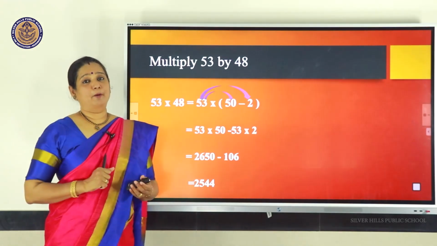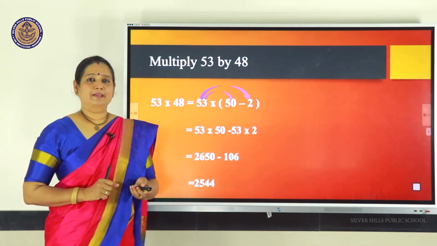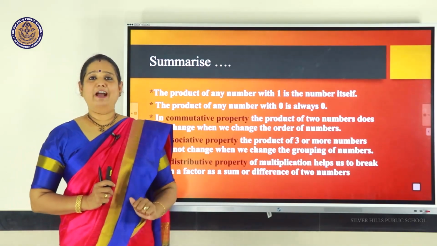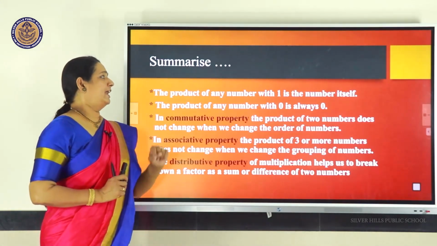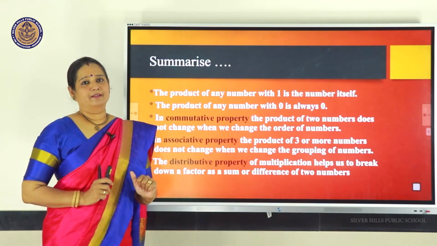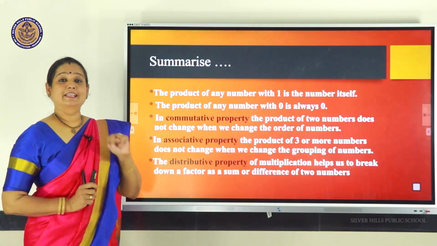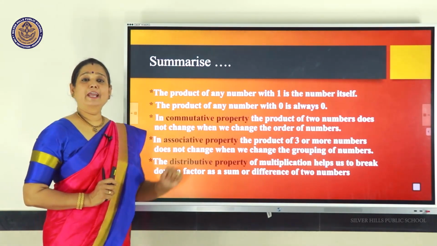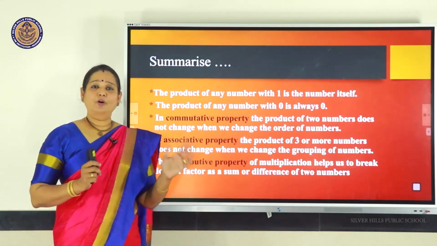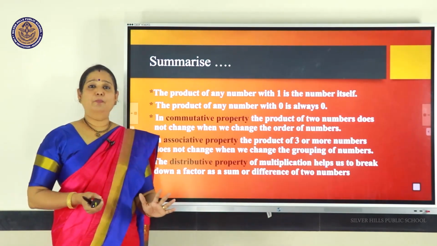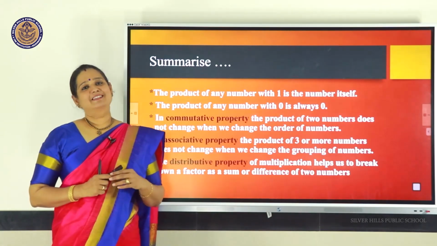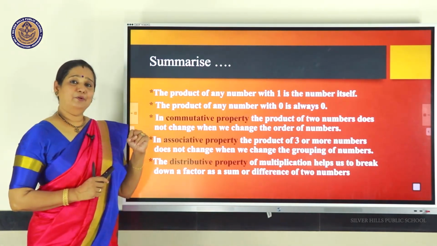So, we have learned how many properties? 5 properties. Let us summarize. The first property we have studied is the product of any number with 1 is the number itself. Second property, the product of any number with 0 is always 0. Or you can say it in your own words, when you multiply any number by 0, the product will be 0.